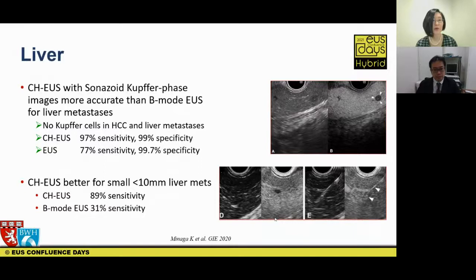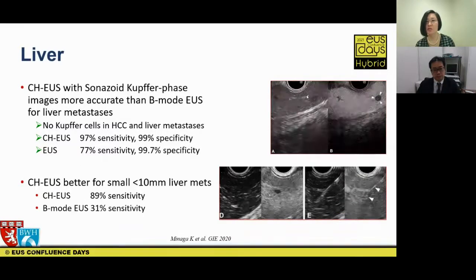Now, liver, with Sonazoid, it is taken up by the Kupffer cells. So there's actually a third phase of imaging after arterial and venous called the Kupffer phase. And this has been shown to be more accurate than B-mode imaging for diagnosing liver mets because there are no Kupffer cells in liver mets or hepatocellular carcinoma.